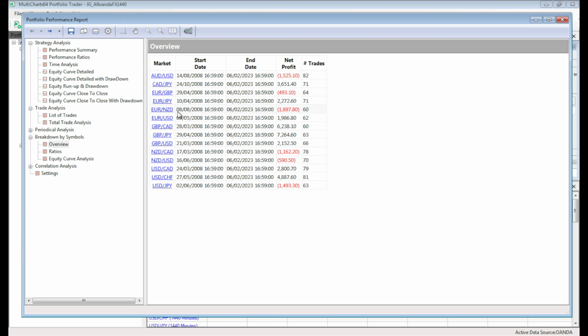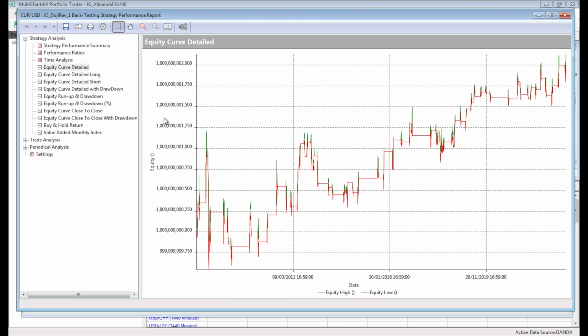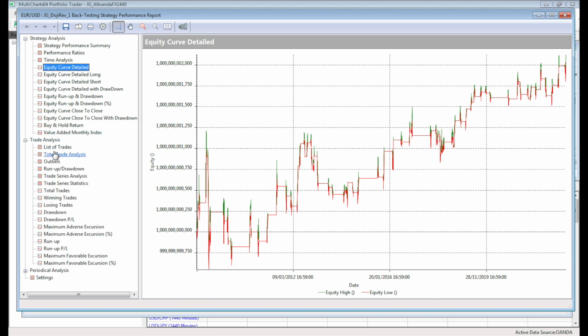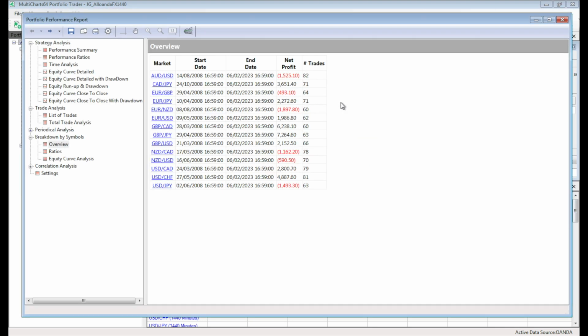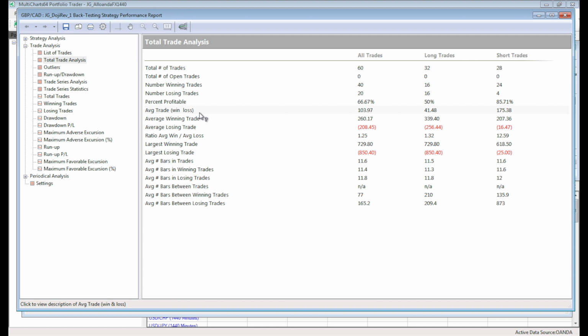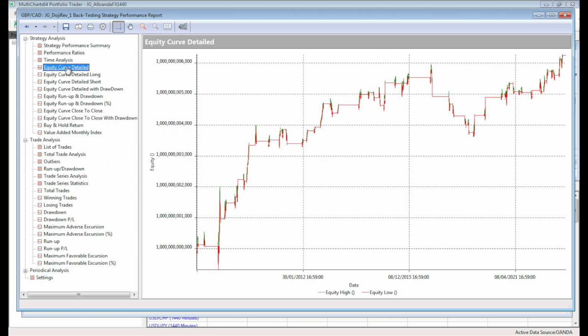Euro New Zealand, not making money. Euro dollar, making money. And that's better this time. Decent average trade at 32 pips, 54% profitable. Pound Canadian dollar. Massive average trade at 103 pips. That is big. And the equity curve's okay. It's not bad.